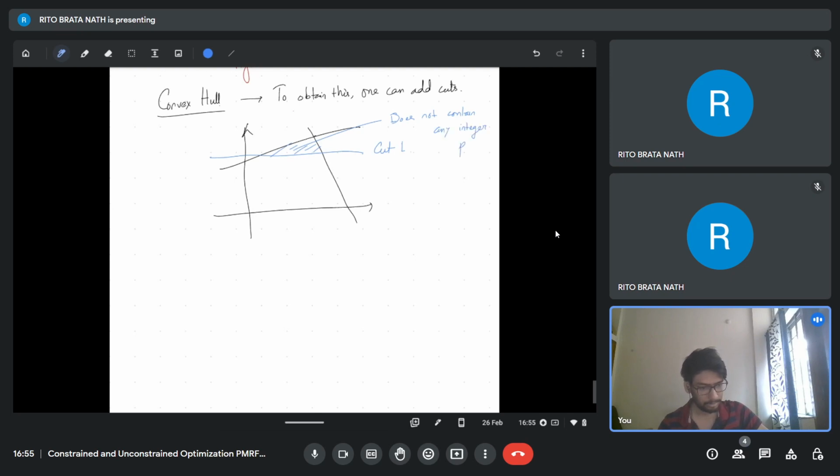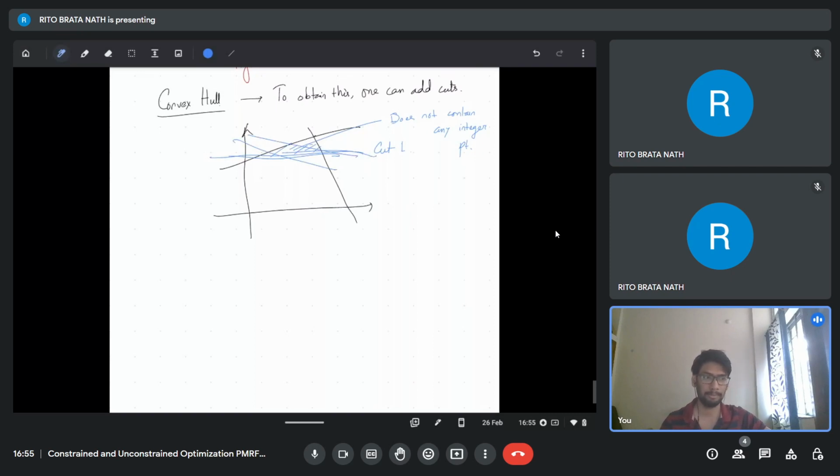So that means we try to get to one side of your convex hull and get it as close as possible. Probably you can add another cut like this, like this, like this. So these are the cuts. That's an extra constraint, and it makes your feasible region shrink and try to reach the convex hull. So that's the idea behind the cutting plane method.